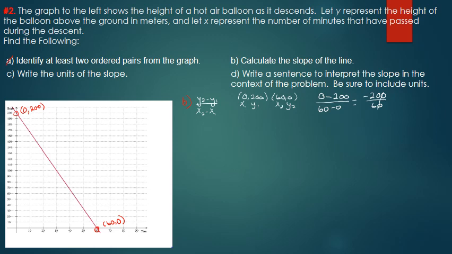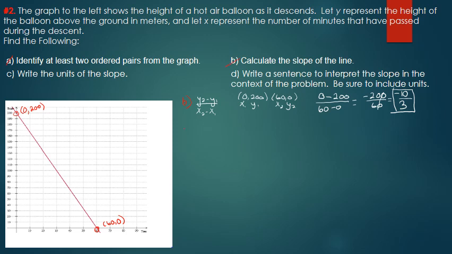Notice I'm always fully reducing my slope. Well, 2 goes into both negative 20 and 6. So 2 goes into negative 20, negative 10 times, and 2 goes into 6 3 times. So my slope, or the answer for part B, is negative 10 over 3. All right, so I went ahead and did that.